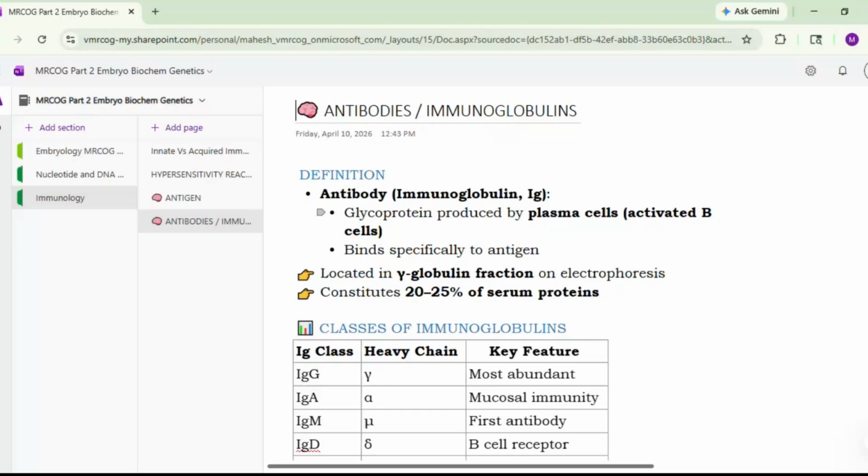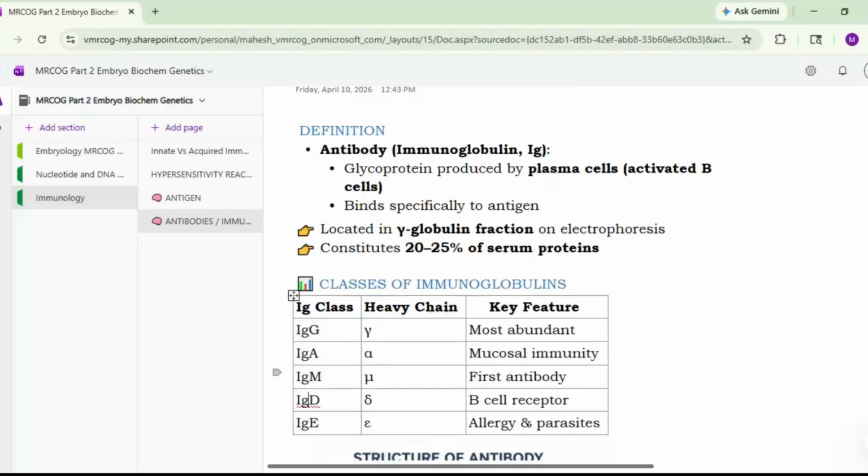Okay, what are the classes of immunoglobulins? There are different classes of immunoglobulins. They are IgG, IgA, IgM, IgD, and IgE. These classes depend upon the heavy chains. There are two types of chains, heavy chain and light chain, and on the basis of heavy chains, different classes are divided. If the heavy chain is of gamma type, it is called IgG. If it is of alpha type, it is called IgA. If it is a mu type, it is IgM. If it is a delta, then it is IgD. If it is epsilon, it is IgE.